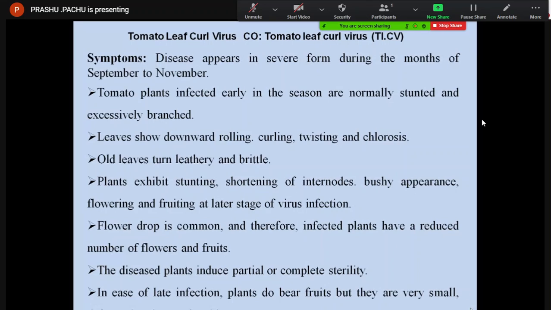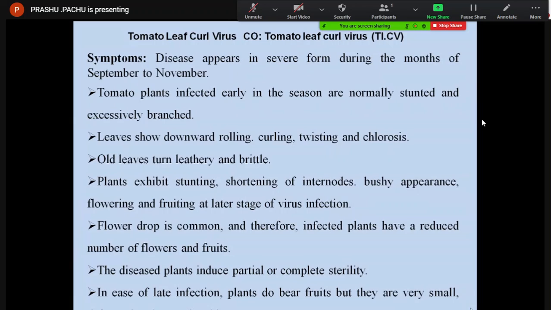The etiology: it belongs to the single-stranded DNA viruses. Tomato leaf curl virus disease is a single-stranded DNA virus, and it belongs to the family Geminiviridae and the genus Begomovirus. It is a propagative and circulative virus with transovarial transmission.